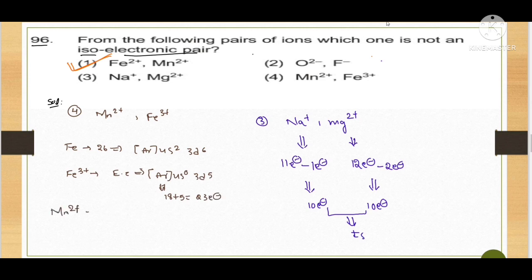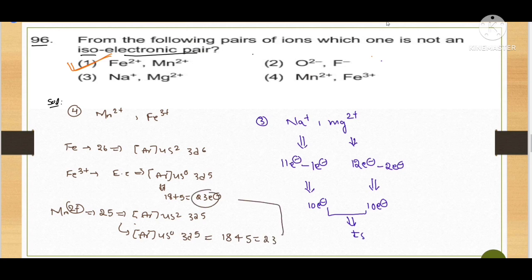Now Mn2+. Its atomic number is 25. Its electronic configuration is argon 4s2 3d5. By loss of 2 electrons, its electronic configuration becomes argon 4s0 3d5. That means 18 electrons from argon plus 5 electrons becomes 23. Fe3+ has 23 electrons, and Mn2+ also has 23 electrons. That's why these two are an isoelectronic pair.